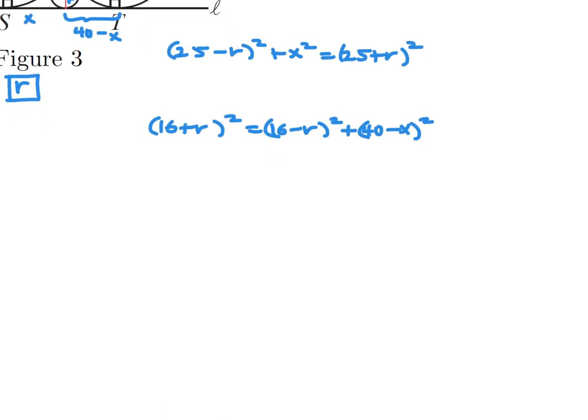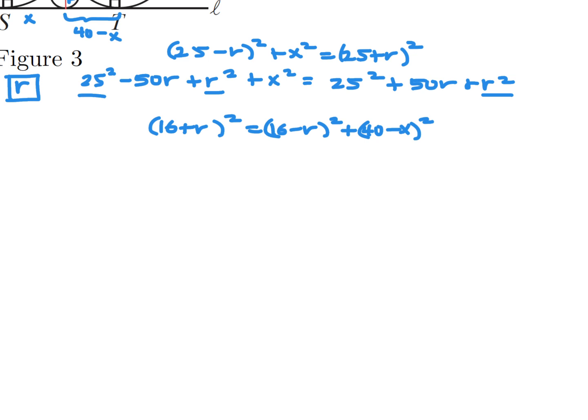I'm just trying to see what's the right way of going about this. I think just expanding it would do it. Yeah. Okay, let me just expand the first one. So 25 squared minus 50r plus r squared plus x squared. And then on the other side, 25 squared plus 50r plus r squared. So a lot cancels. That cancels with that. That cancels with that. So the only thing I'm left with is x squared is equal to 100r. And therefore x is equal to 10 root r.